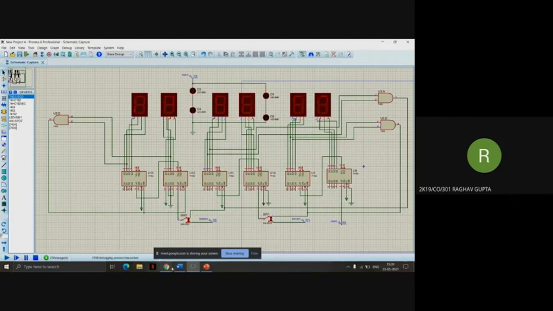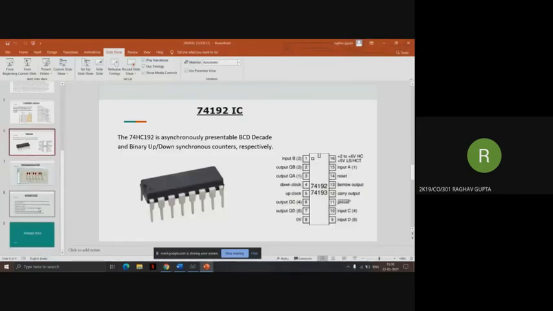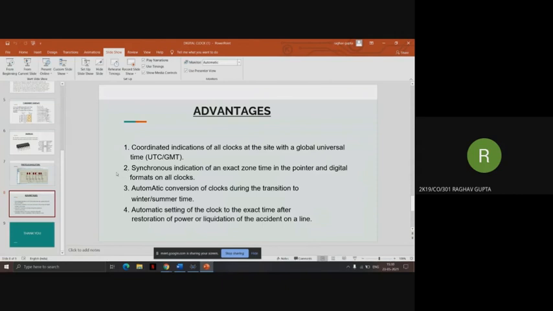Now I will go to the advantages of this project. First, coordinated indications of all the clocks at the site with a global universal time, and second, synchronous indication of an exact zone time in the pointer and digital formats on all the clocks, automatic conversion of clocks during the transition to winter and summer time, and automatic setting of the clock to the exact time after restoration of power or liquidation of an accident on a line.